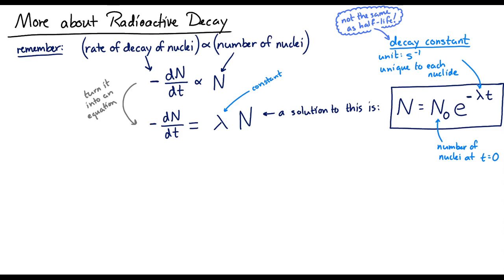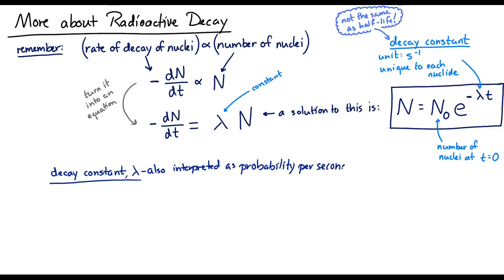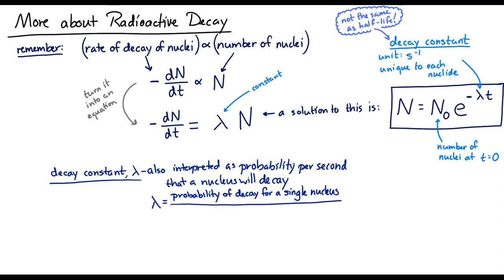Now back to the decay constant. One way to interpret it is it's the probability per second that a nucleus will decay. Now, it's a little bit trickier than that, so I'm going to write down an expression. The decay constant is equal to the probability of decay per some amount of time. But that's only really true if the amount of time that we're talking about is much less than a half-life.